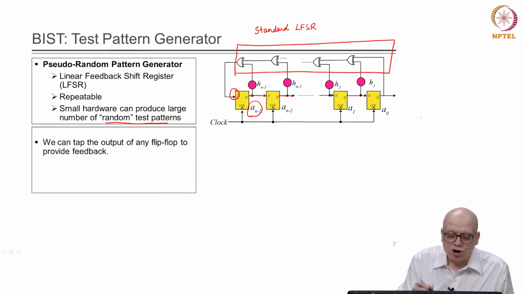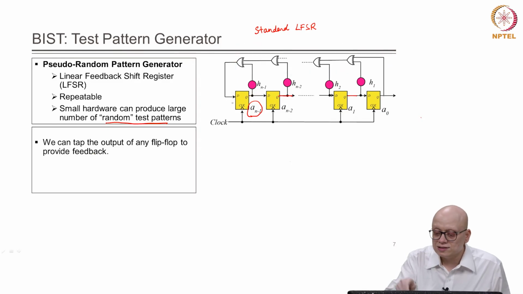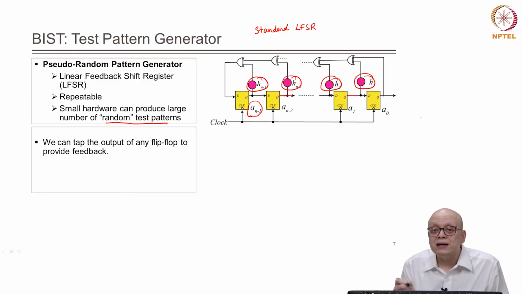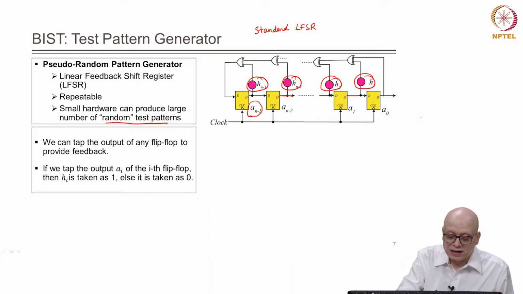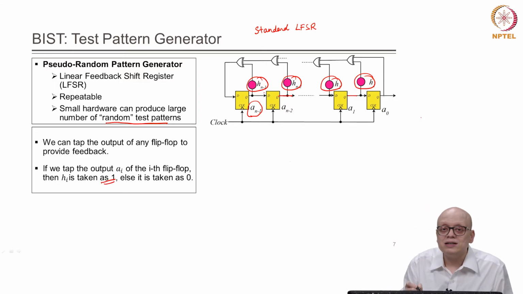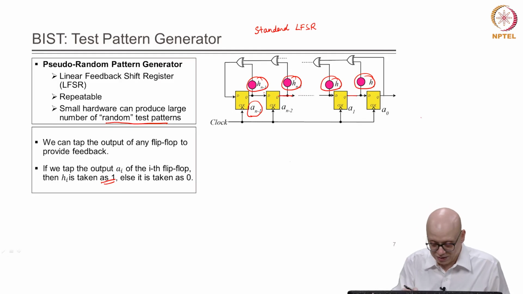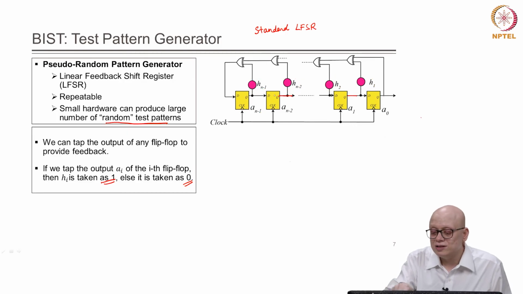We can tap the output of any flip flop to provide the feedback. These pink circles shown here indicate whether we are tapping the output of the ith state element in the feedback path or not. If we are tapping it, then we say that Hi takes a value of 1. If we are not tapping, then Hi takes a value of 0.